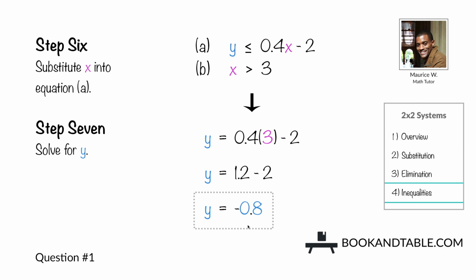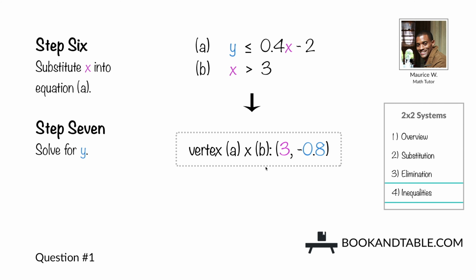And now that we know the y value, we know the vertex for A and B is where x is 3. Since that's the only x value where this line exists, it's a straight line up and down where x is 3. And it crosses at negative 0.8. So we have the vertex where the two lines cross, and we have value tables for each line, which will allow us to sketch each line.